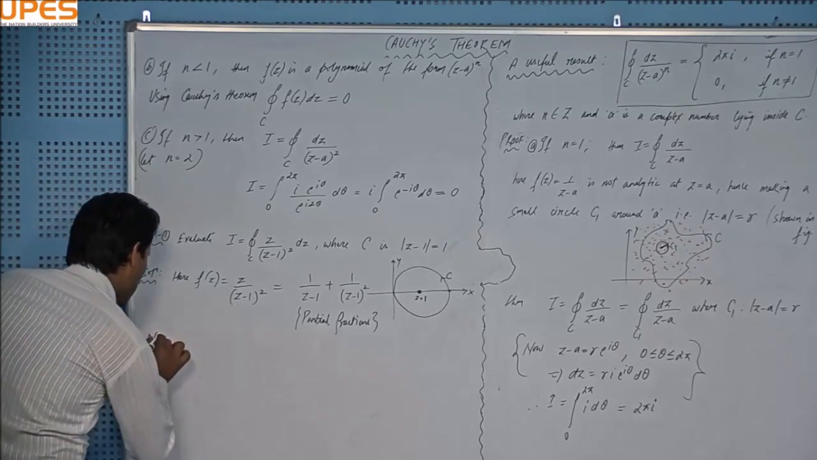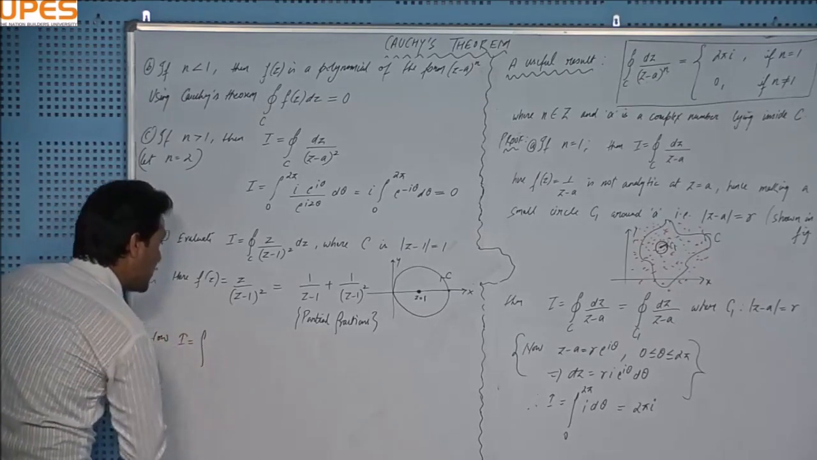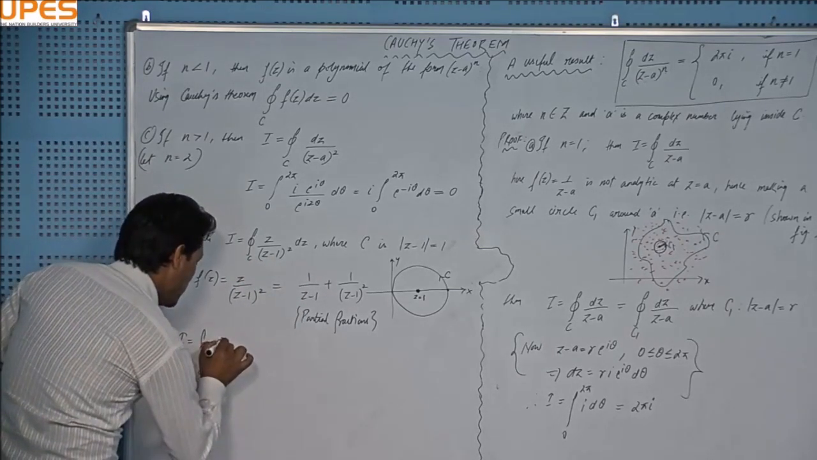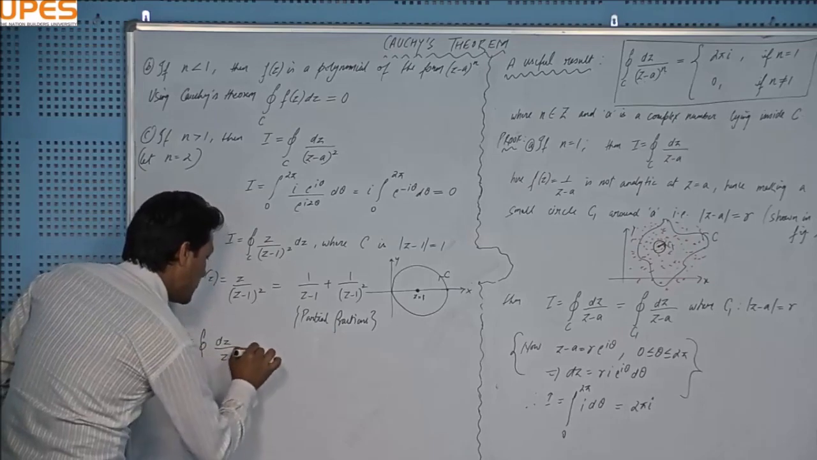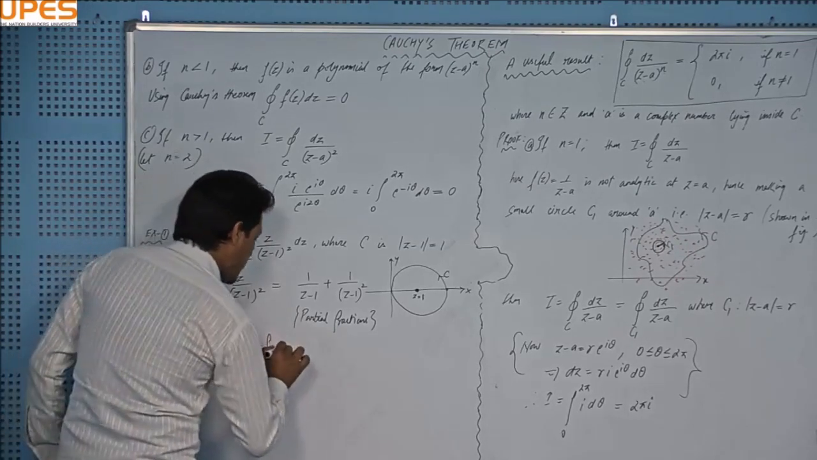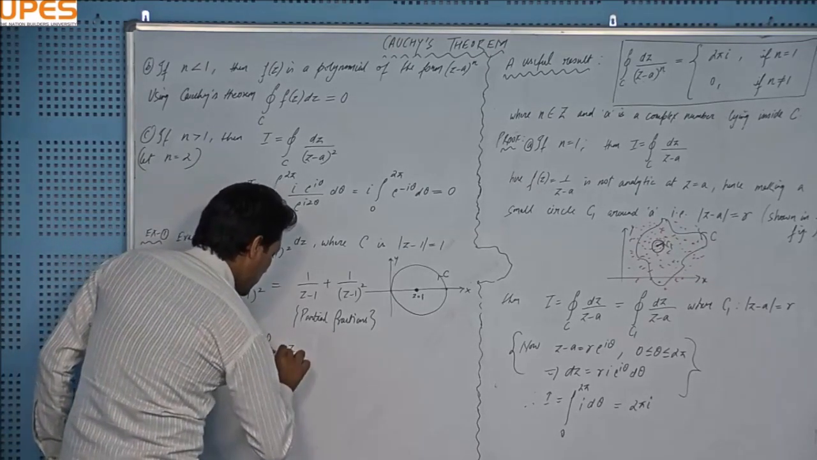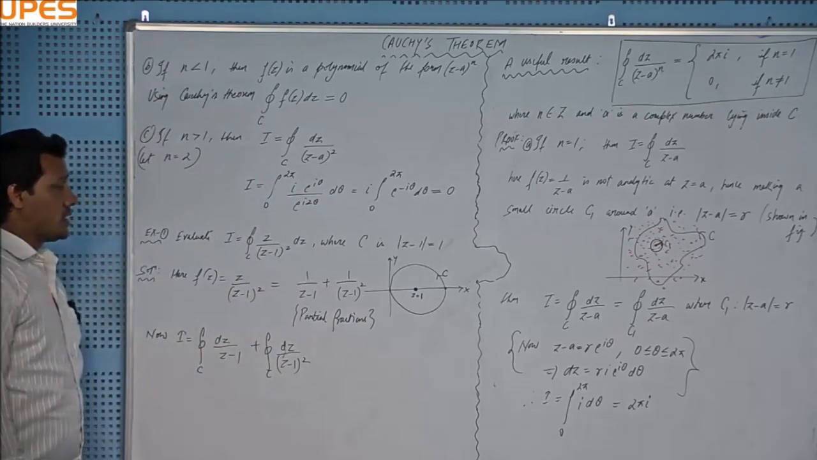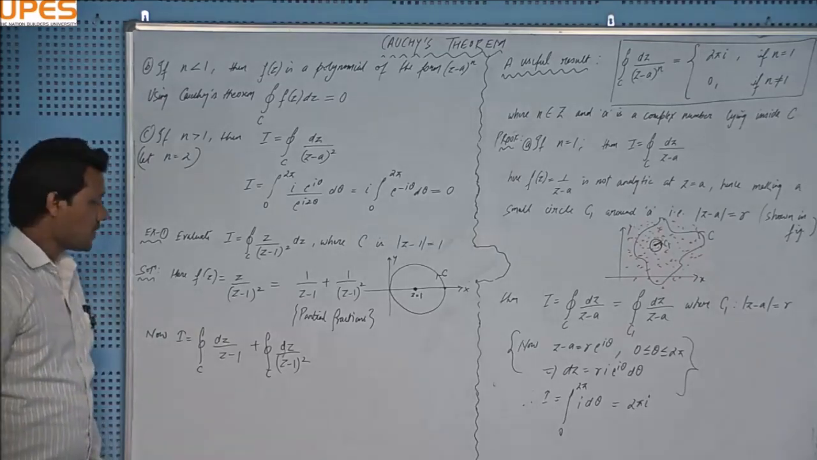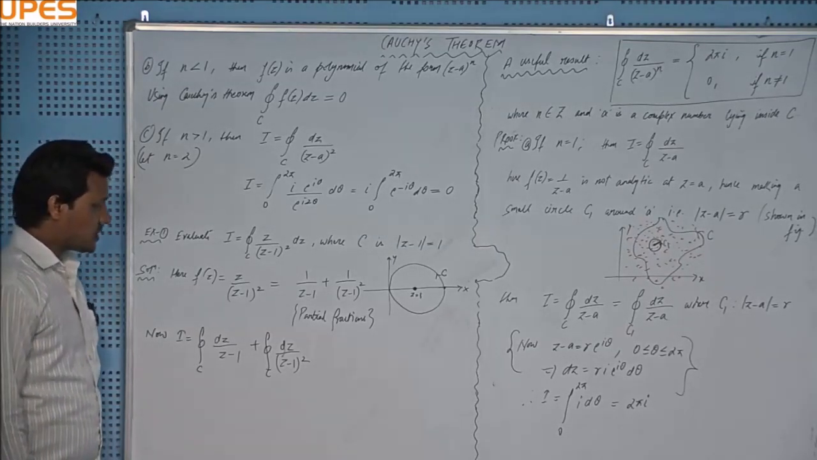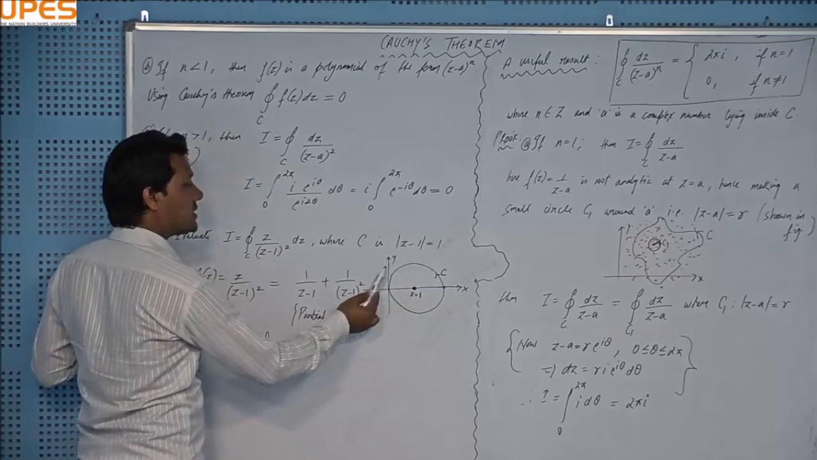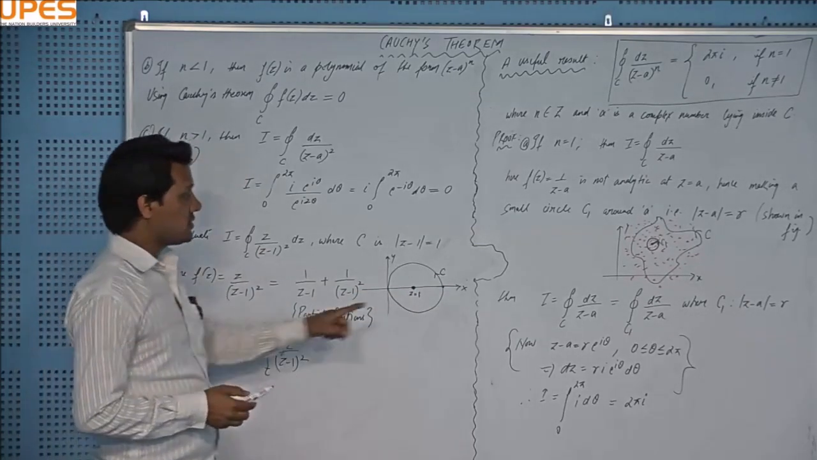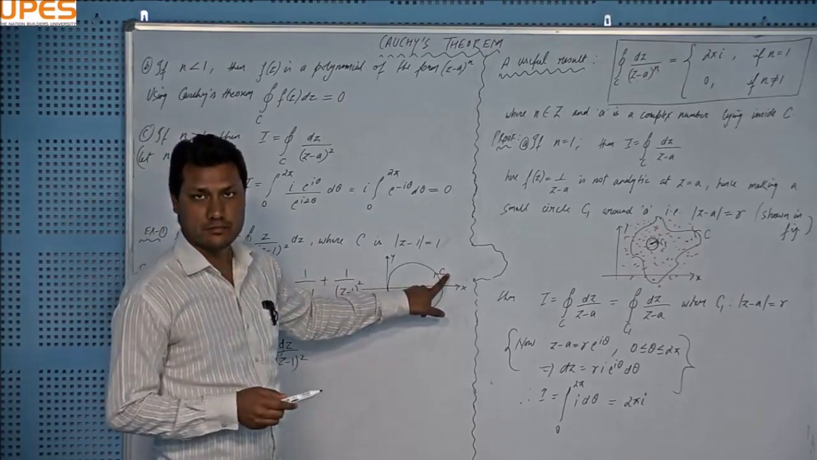Now capital I equals the integral, so f(z) will be replaced by this thing: integral over C of dz over (z minus 1), plus integral over C of dz over (z minus 1) whole square. Now you can see that this is a curve C, and it is enclosing only one singularity. It means that C and C1 are the same.